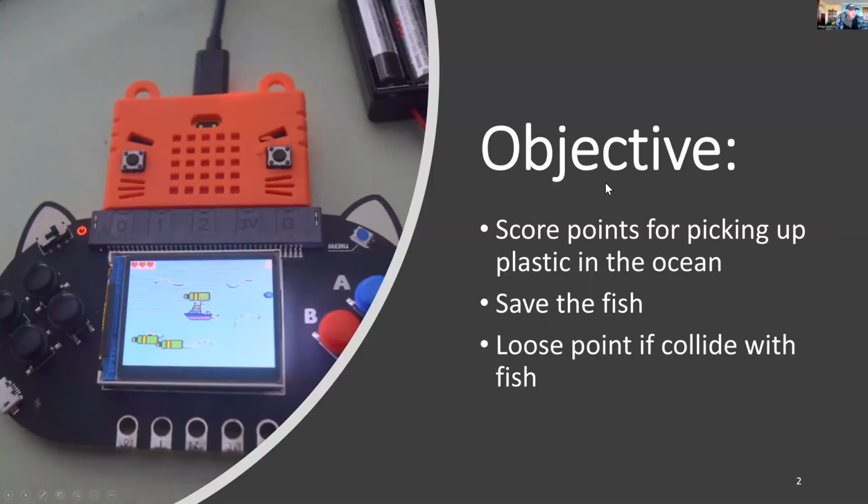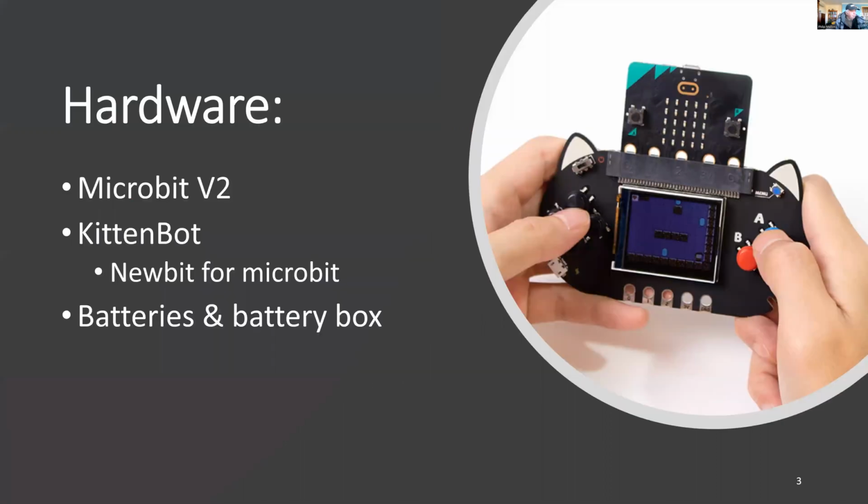So the objectives of the game are to score points for picking up plastic in the ocean and to save the fish. And you're going to lose points if you collide with a fish. So on the left, you can see the game console. In the middle, there's a fishing boat, and it's surrounded with plastic bottles. And the idea is to move the fishing boat and pick up those plastic bottles.